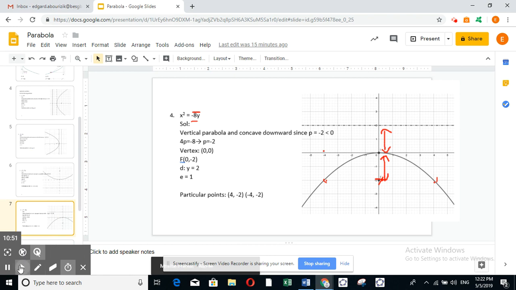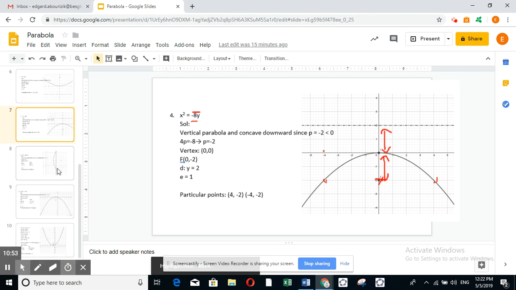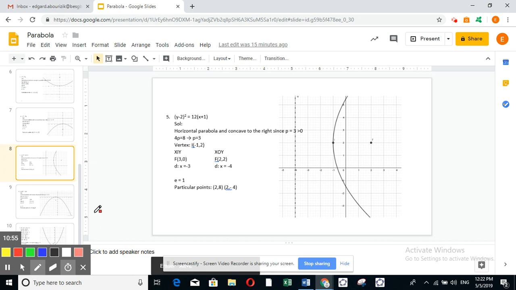More examples. Now I'm going to take an example where the center is not the origin, like we did in the ellipse and in the hyperbola.